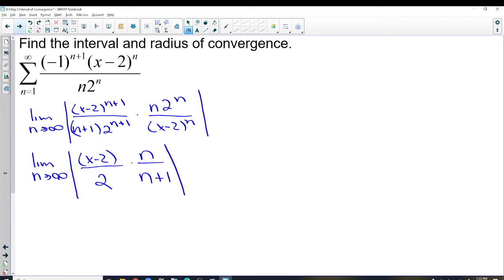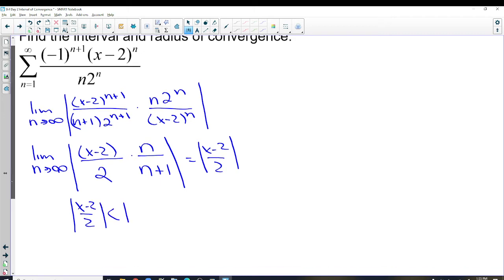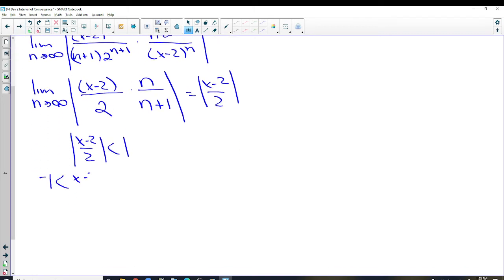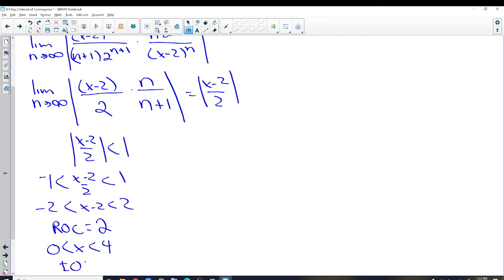Now, when you plug infinity in for n, we're going to get this is equal to the absolute value of x minus 2 over 2. And we need that to be less than 1. So negative 1 less than x minus 2 over 2 less than 1, multiplied by 2. So radius of convergence is right here. We're centered at 2. We're going 2 to the right, 2 to the left. So 2 is the radius of convergence, and when we add 2, we get 0 less than x less than 4. Notice 2 is right down the middle of 0 and 4. So the interval of convergence is 0 to 4.